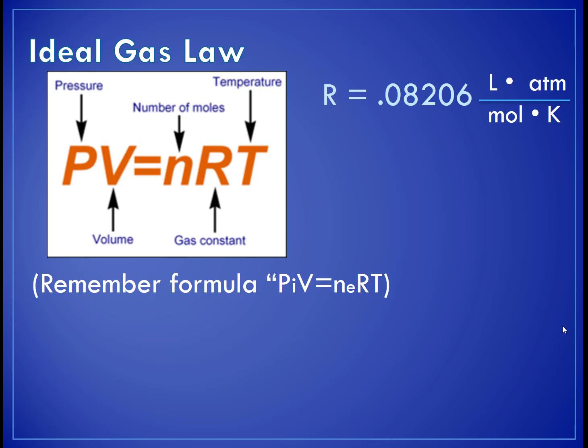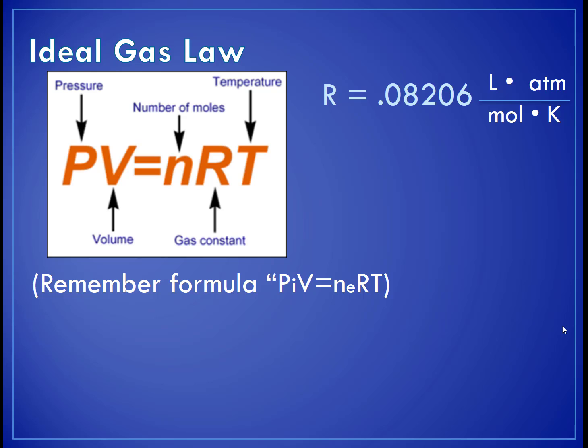Now, over here on the right-hand side, I have what R is equal to. R is equal to 0.08206. And all those units right there help you go from a temperature unit to a pressure unit, or from a volume unit to a mole unit. Now, PV equals nRT is referred to as "PV = nRT" in the chemistry world. So that's just a fun way to remember the ideal gas law.